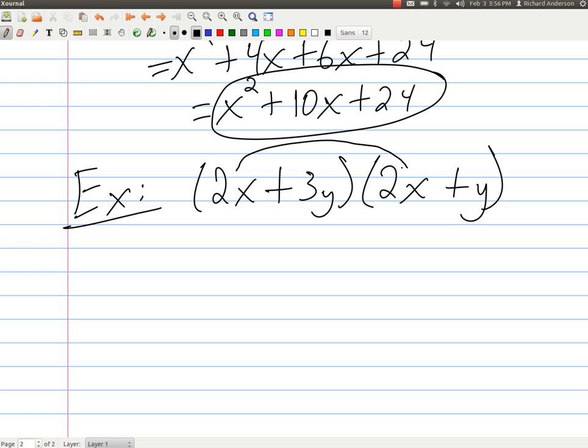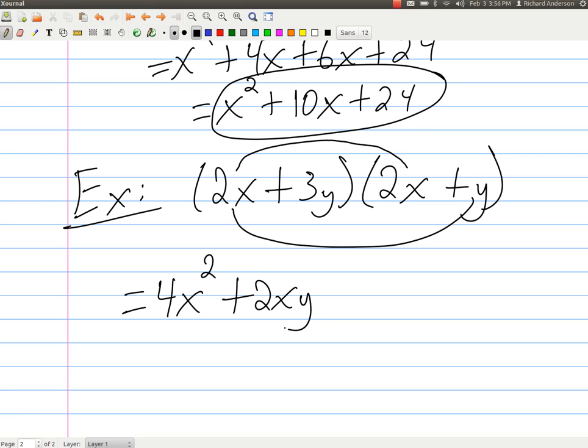2x times 2x, when I multiply there, 2 times 2 will give me 4, and x times x, I have to multiply those together to get x squared. Then on the outside, 2x times y will be 2xy. If you put 2yx, that's not really wrong. It doesn't make a difference. You're just multiplying 2 times x times y. It doesn't matter what order you multiply them in.